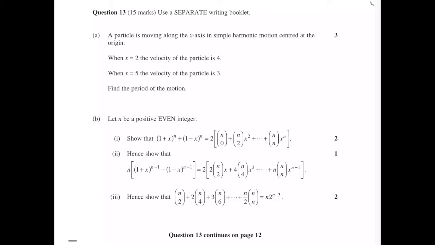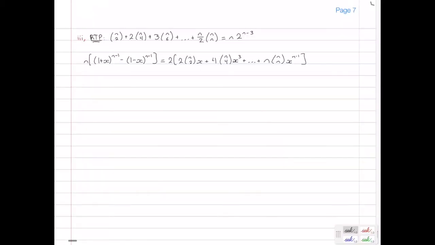How about the last part? Hence show that n choose 2 plus 2 times n choose 4 plus 3 times n choose 6, all the way up to n over 2 times n choose n, is equal to n times 2 to the power n minus 3. Okay, so here I've just written down the result that we had in the previous part. And the question does say hence, so that means we're going to be using the one in the previous part in order to help us with this part now.